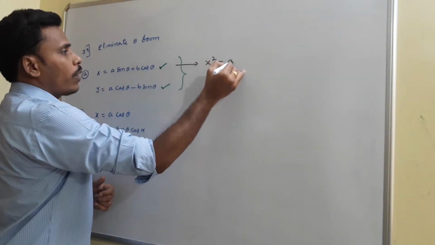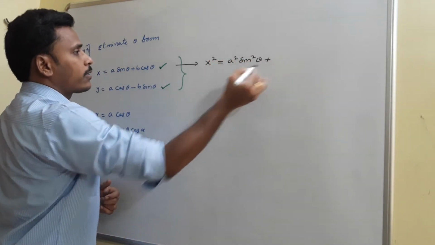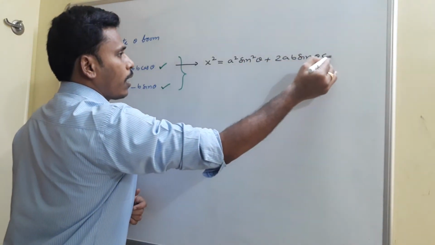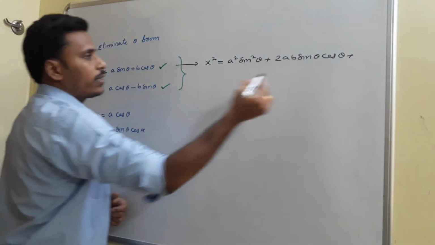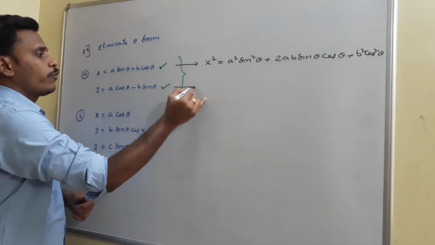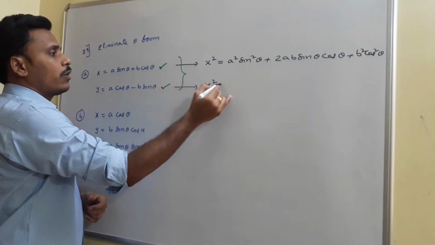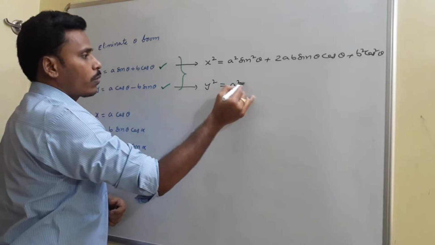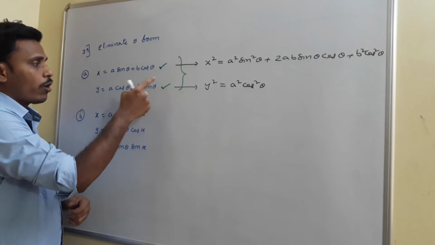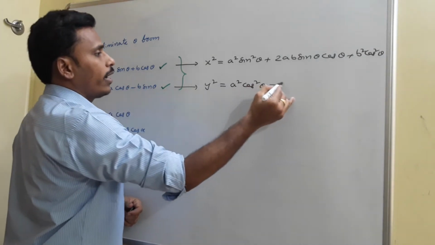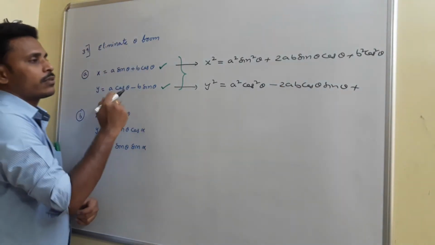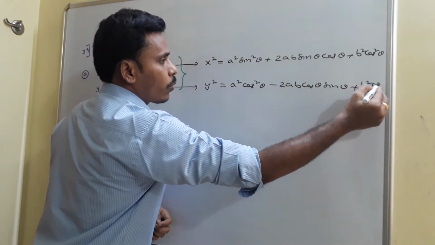So then a square sin square theta plus 2ab sin theta cos theta plus b cos theta whole square is nothing but b square cos square theta. And in the same manner, if you square this y, then y square is equal to square of the first term, a square cos square theta. Since here it is a minus sign, we are squaring this term, so 2 into a cos theta into b sin theta, you will get minus 2ab cos theta sin theta plus, if you square this, it is b square sin square theta.